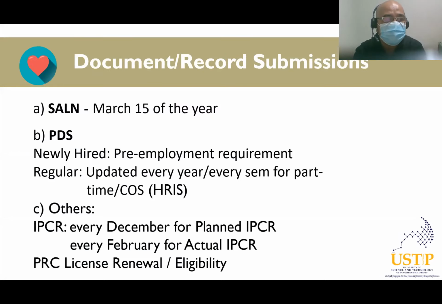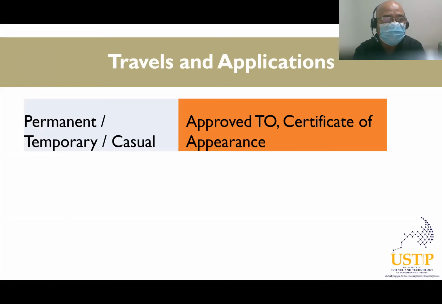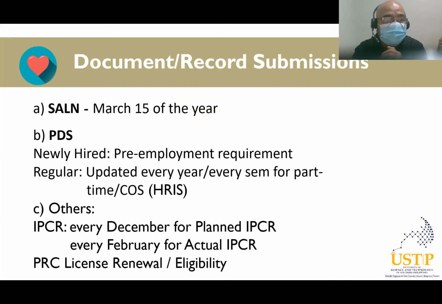Travels and applications. If you have a travel, please submit your approved travel order. You forward it to HRIS, where there is a template and a menu for travel orders. So you have to attach your travel order. Then once you come back, you need a certificate of appearance so that you will not be marked absent for the periods you traveled. You can do it online in HRIS. Next.